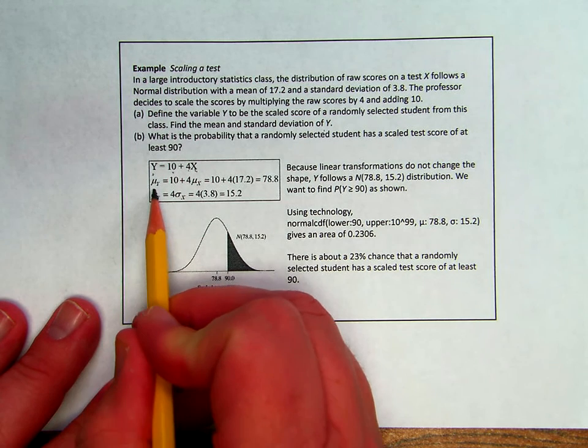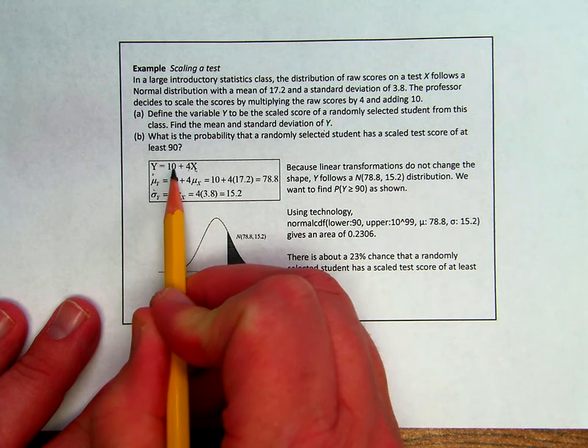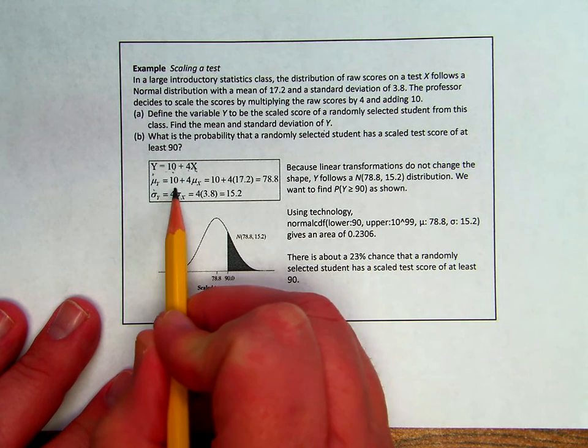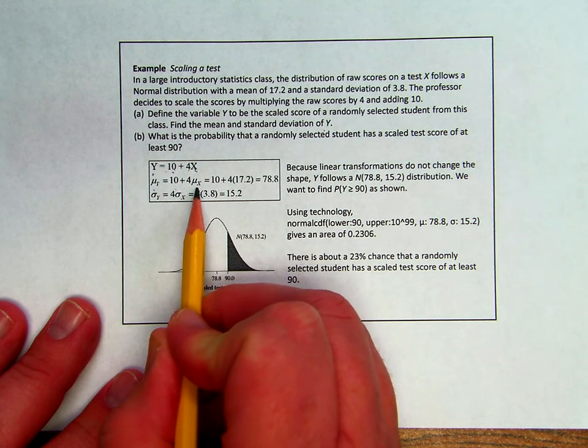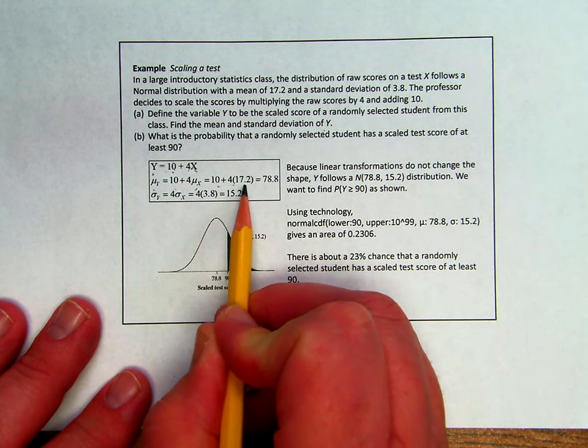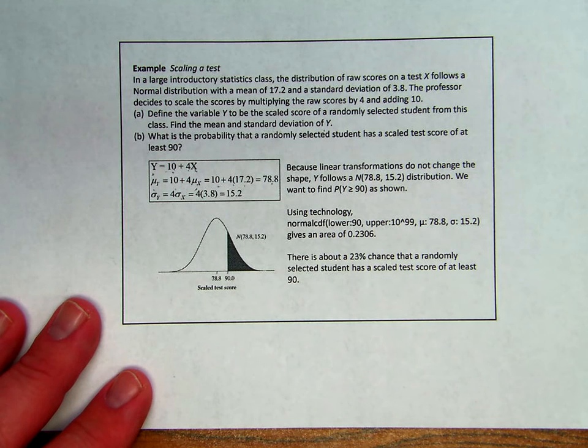So the mean of Y is going to get affected by both of those things. So it's 10 plus 4 times the mean of X. 10 plus 4 times 17.2 is 78.8.